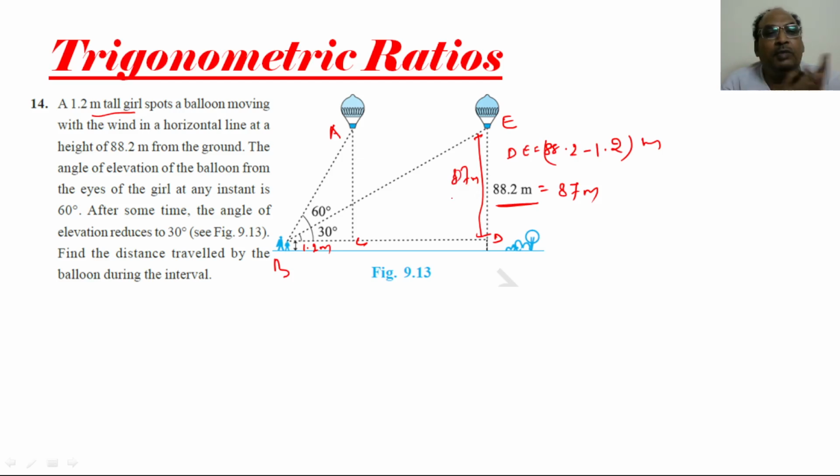The angle of elevation of the balloon from the eyes of the girl at any instant is 60 degree. So at one point that balloon's angle of elevation is 60 degree. After some time the angle of elevation reduces to 30 degree when the balloon moves away. Find the distance travelled by the balloon during the interval. So we need to find CD.